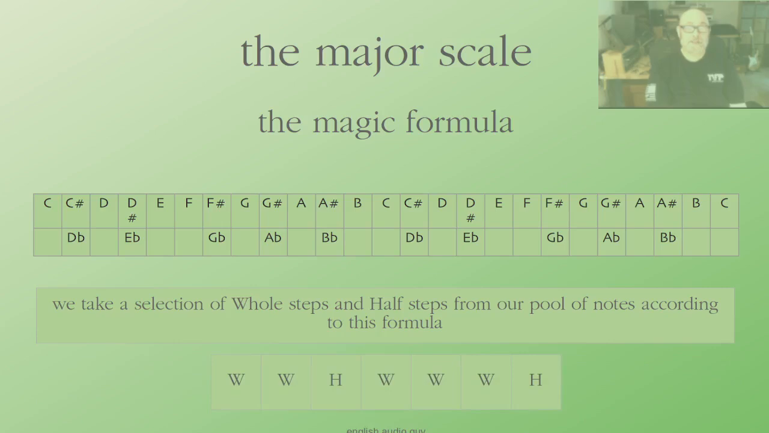That's the magic formula. You can create a mnemonic for that if you need to, like, why would he worry while wearing hats? Whole, whole, half, whole, whole, whole, half. There you go. Top of my head. That's the best I can come up with. Maybe I need more tea.